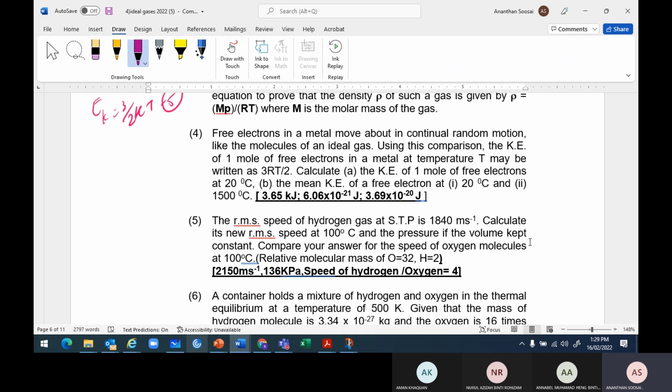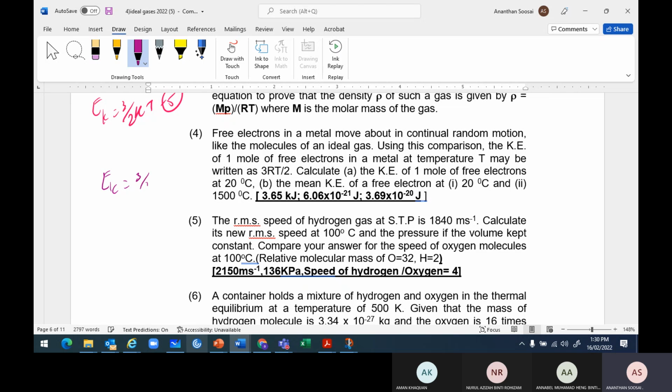Free electrons in a metal move about in continual random motion. So the electrons are moving around. We know that, like a molecule of an ideal gas. So the kinetic energy of 1 mole of free electrons. The total kinetic energy of 1 mole of free electrons is 3RT over 2. The one we learned earlier is 3 over 2 kT, kinetic energy of one particle. 3 over 2 RT is actually the kinetic energy of 1 mole of particles. If you derive it, do you agree?